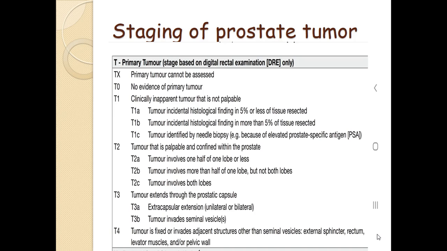We have done a TURP, or there is increased serum PSA and we are suspicious of prostate cancer, but on resection margins or biopsy there is no tumor. So primary tumor cannot be assessed. No evidence of the primary tumor is when we resect, we usually see a mass or a nodule in the prostate, and we resect it, but there is no tumor in that mass. That is T0 most likely.